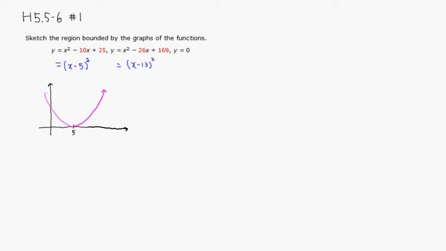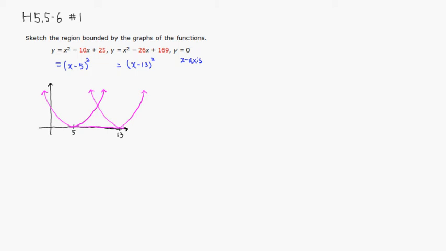And the second one is shifted to the right 13 units. So 13 would be somewhere around here. Then the parabola looks like this, going through that point. Then y equals 0 is the x-axis. So that'll be this guy right here.